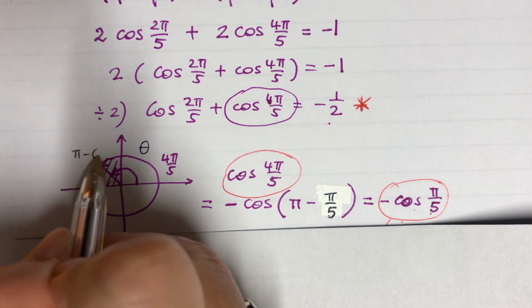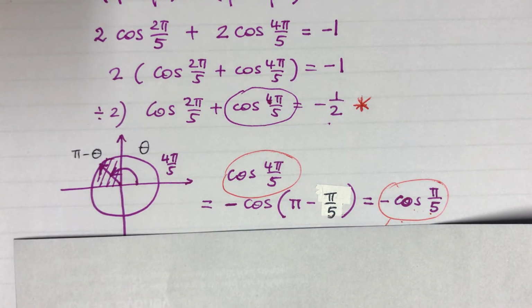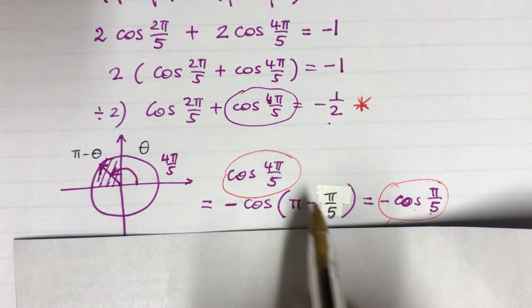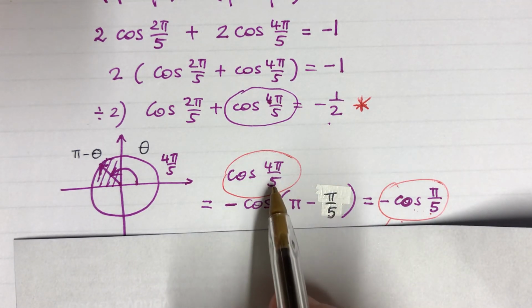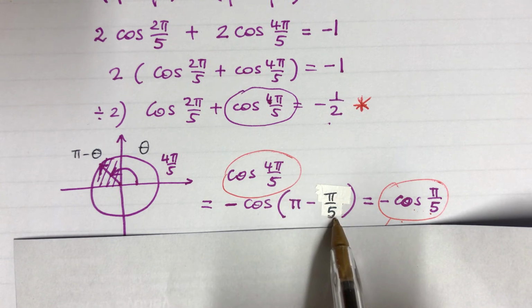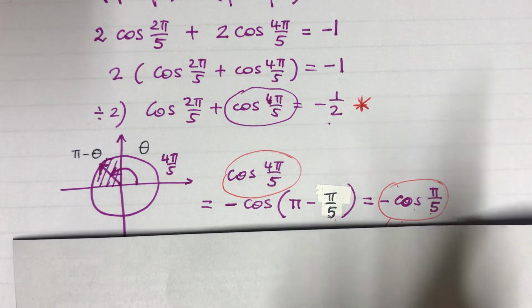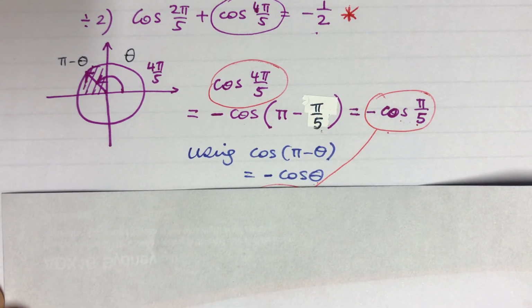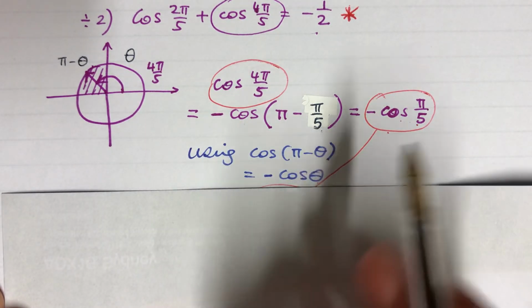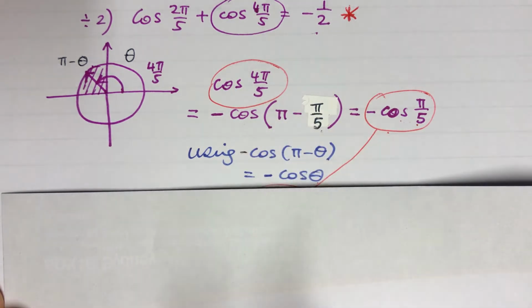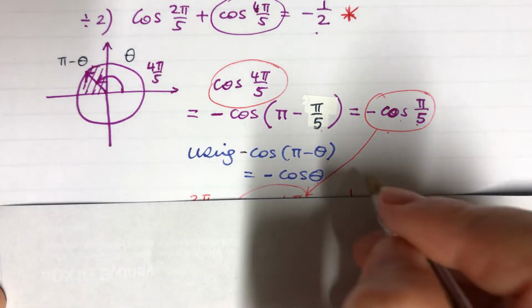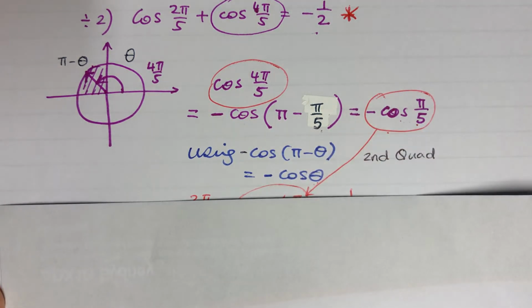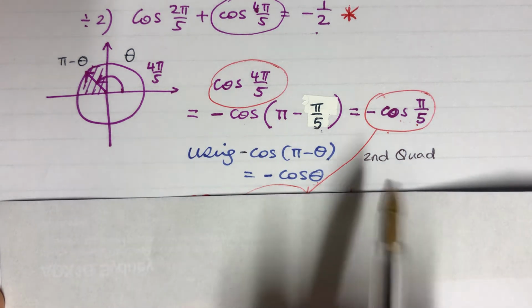Okay, negative. So with this, remember the first quadrant is theta, the second one is pi minus theta. So that's the formula I'm going to use: minus cos of pi minus what will make 4 pi over 5? It'll be pi over 5. And then it will be minus cos pi over 5. Now this is what we've been using, pi minus theta, because it's the second quadrant, and in the second quadrant cosine is negative. So that's what we used.